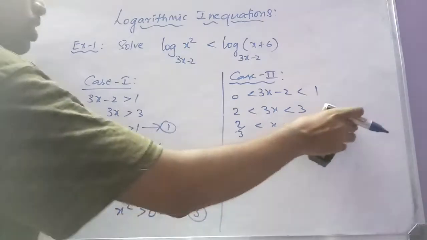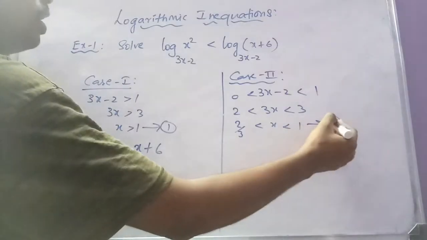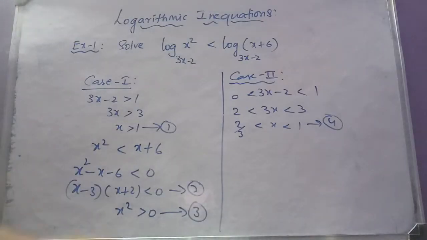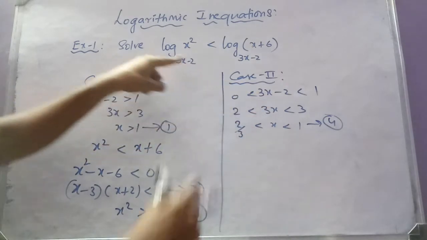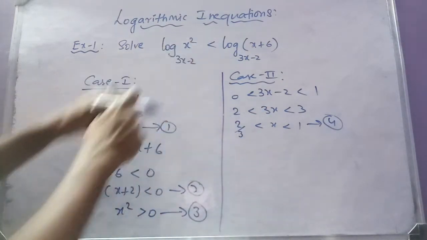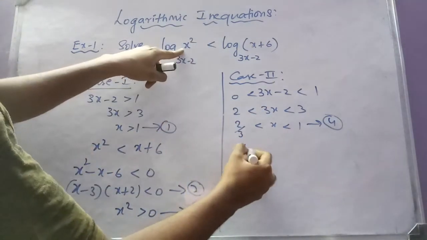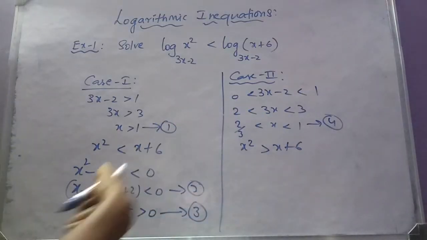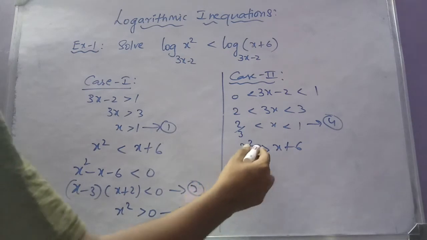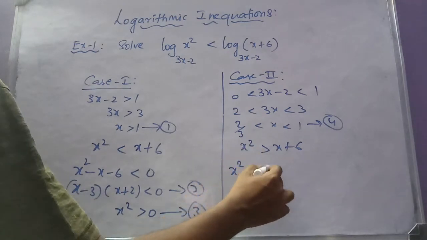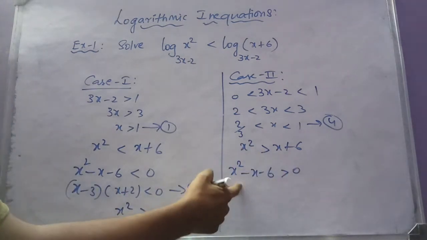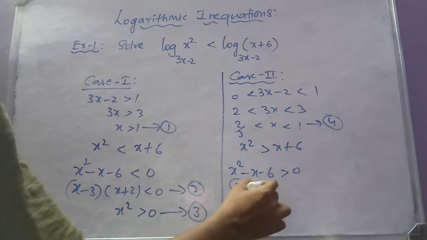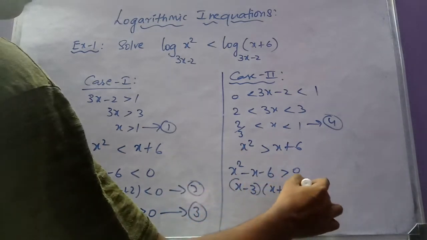Okay, instead of calling it the first inequality, I'll take it as the fourth inequality. Since the base is a proper fraction, when we ignore log on both sides, the inequality must change. So x square greater than x plus 6. So take both to the left side. You'll get x square minus x minus 6 greater than 0. And if you factorize this, you'll get (x minus 3)(x plus 2) greater than 0.